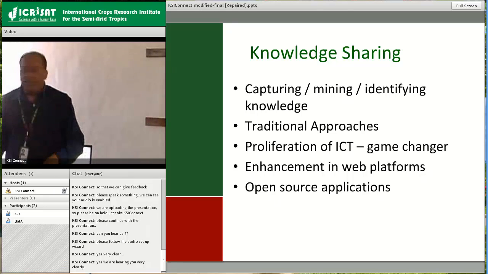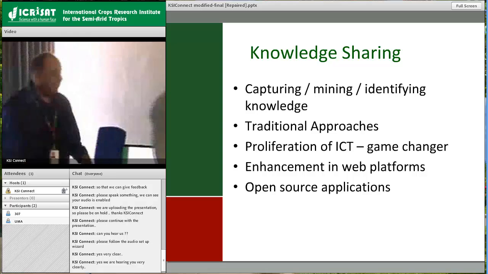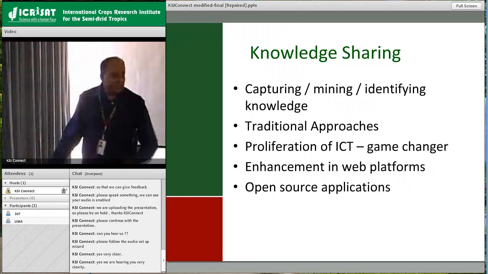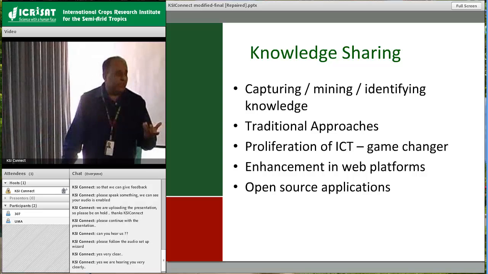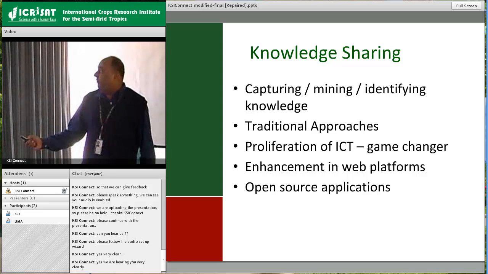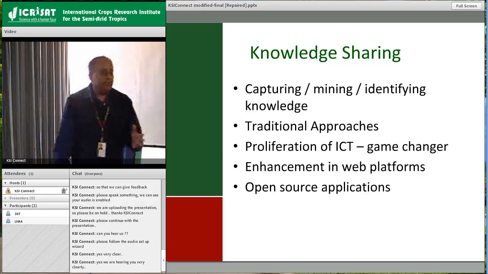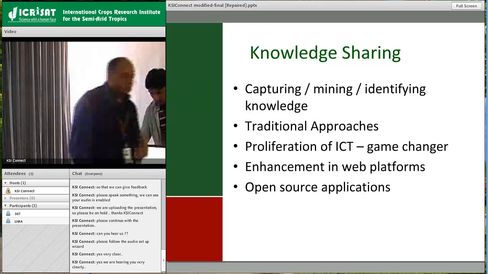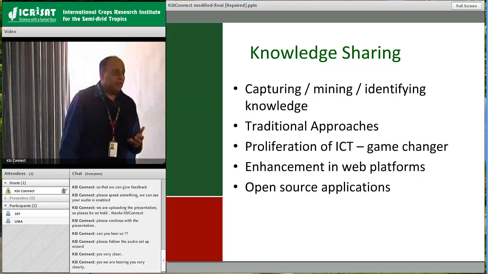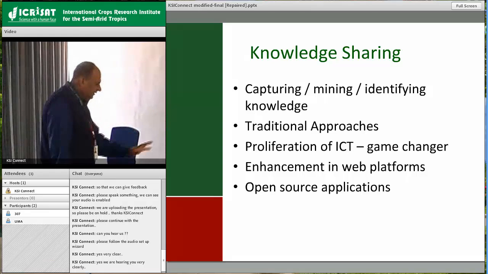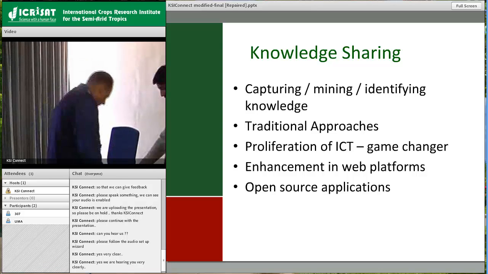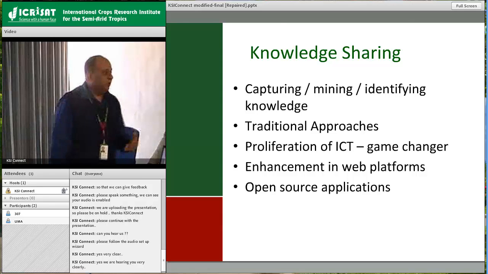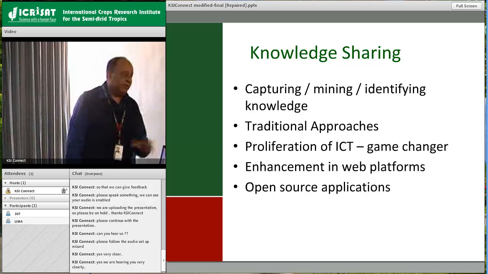Knowledge management and knowledge sharing is a challenge for every organization, and it's a continuous effort. How you identify it, how you capture it, how you mine it, there are so many challenges. And the proliferation of technology is helping us with that. Newer technology and platforms are available, and we will see some.